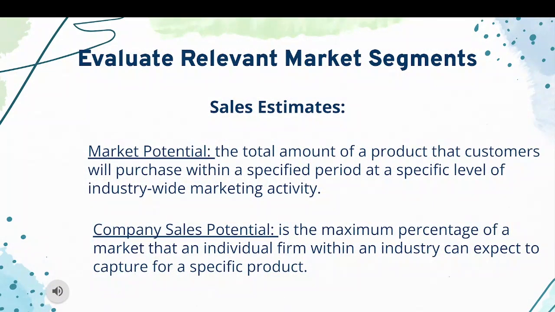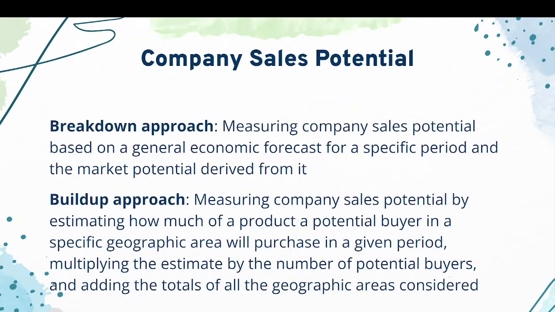Company sales potential is the maximum percentage of a market that an individual firm within an industry can expect to capture for a specific product. Two general approaches that measure company sales potential are breakdown and buildup.